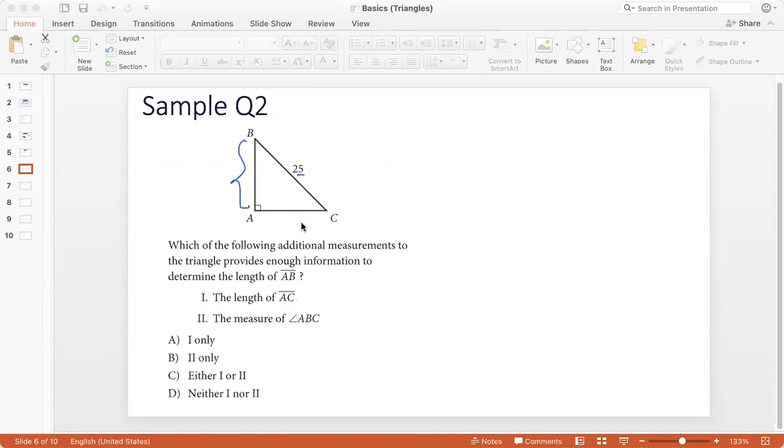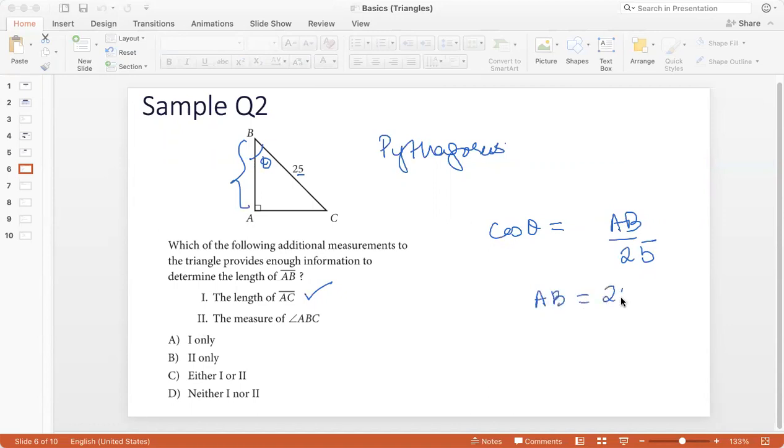So if they give me the length of AC, then I can use Pythagoras theorem, right? So with Pythagoras, I can find AB. So this is enough. And if they give me the measure of angle ABC, the measure of this angle, then I can say cos of that theta is AB by 25. So AB is 25 cos theta, right? So I can also find it with this. So with either 1 or 2, I can find the length of AB, and so the answer is C.